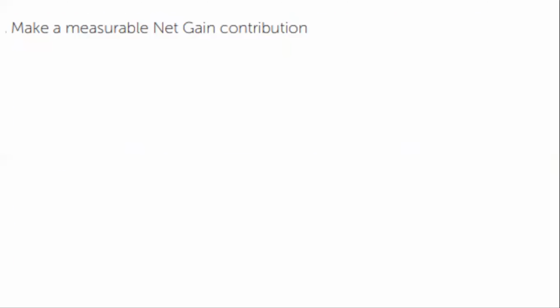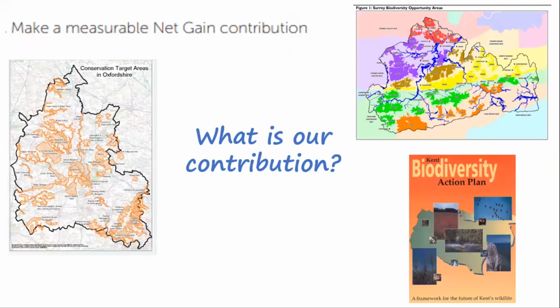The other part of net gain is when we look beyond our development, and one of the principles is to make a measurable net gain contribution. If we can get this right, this is often when I see the real magic happen with biodiversity net gain. What this means is that we look outside the boundary of our development project, and we look at all the ambitions, plans, hopes and aspirations for nature held by our stakeholders within this patch. This might be, as in the examples on my screen, a biodiversity action plan, or opportunity areas, or conservation target areas.